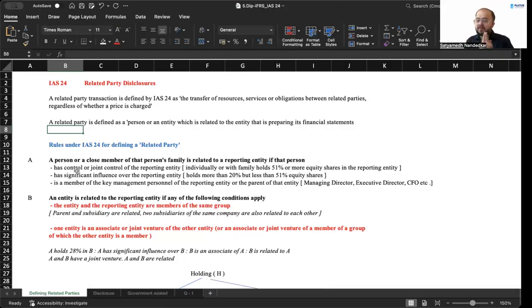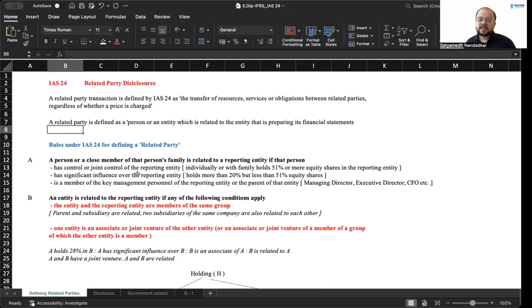So if I have a 52% stake in a company, I am a related party, even a person or a close member of that person's family. So if I am a 52% shareholder and I am a related party, my close family member, say my wife, she is also a related party of the reporting entity.